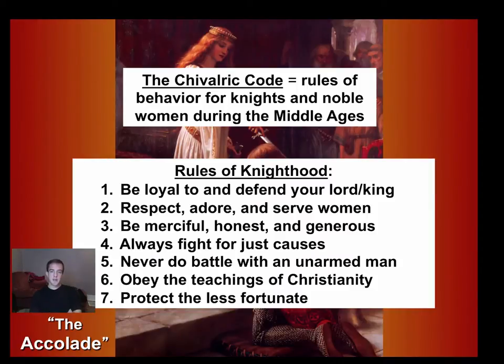Number 1, be loyal and defend your lord and king. Now, this was the rule during the Anglo-Saxon time period. However, it was also about being out for yourself. However, during the King Arthur period, you are serving the king at all times.